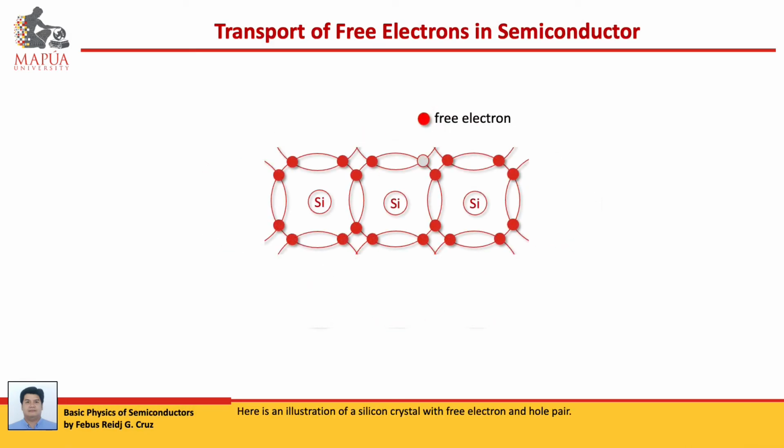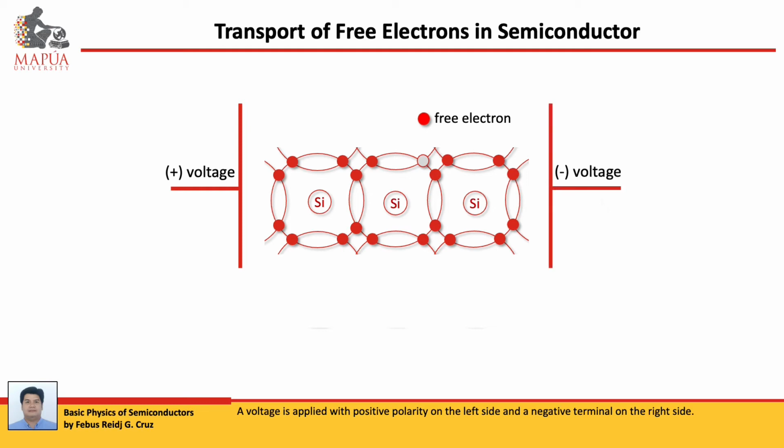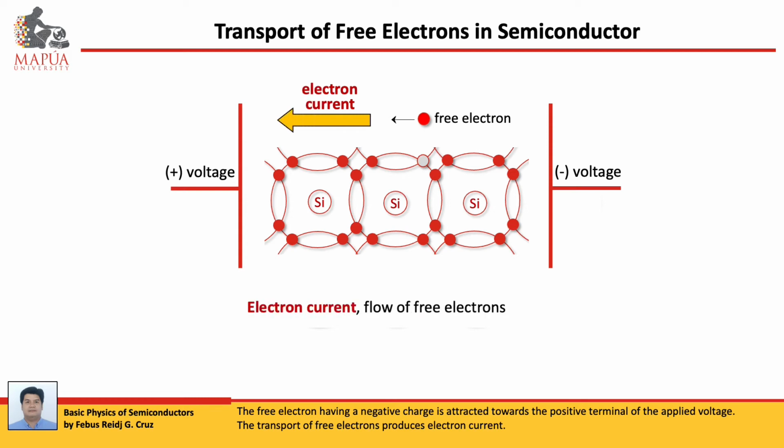Here is an illustration of a silicon material with free electron and hole pair. A voltage is applied with positive polarity on the left side and a negative terminal on the right side. The free electron having a negative charge is attracted towards the positive terminal of the applied voltage. The transport of free electrons produces electron current.